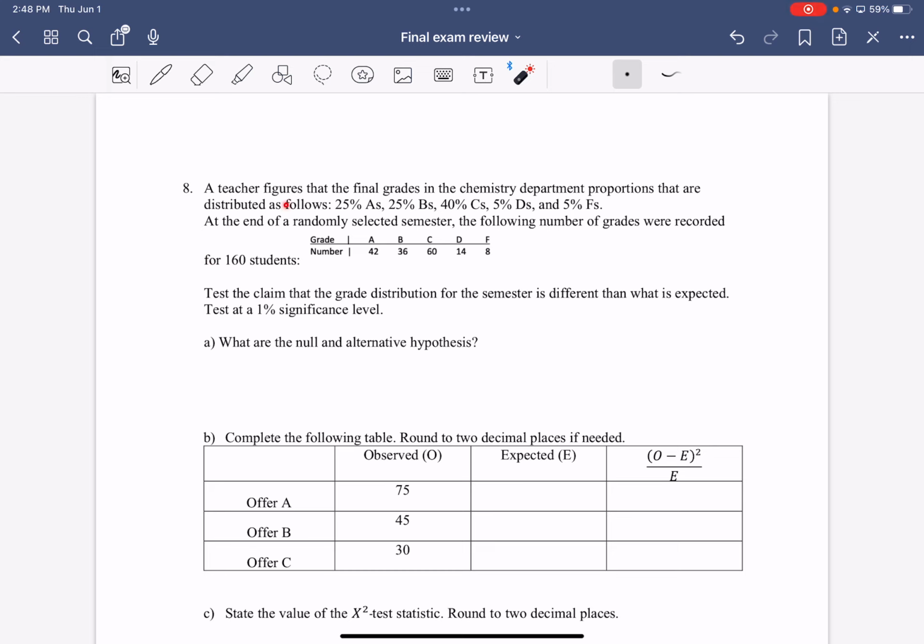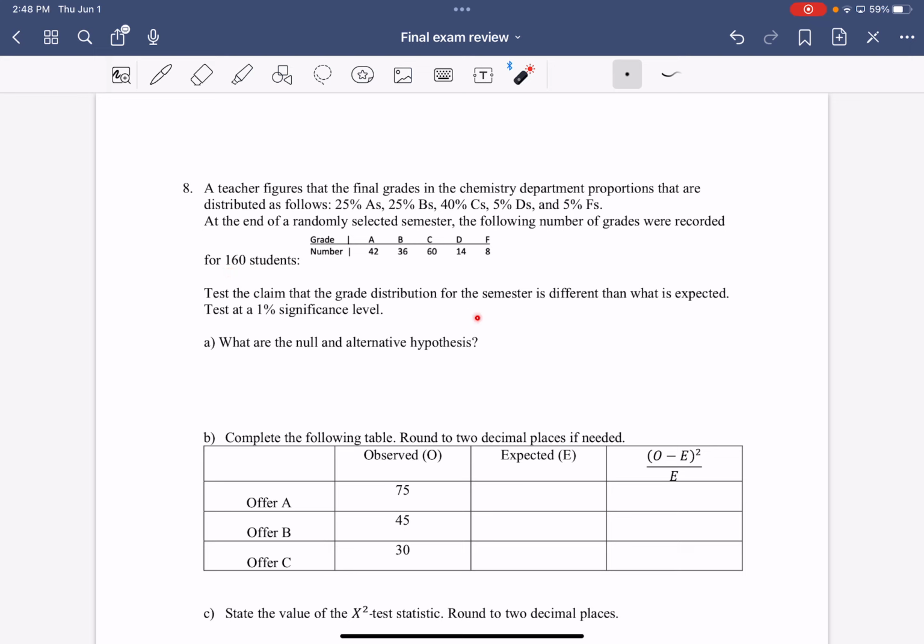Okay. A teacher figures that the final grades in the chemistry department are distributed as follows: 25% A's, 25% B's, 40% C's, 5% D's, and 5% F's. At the end of a randomly selected semester, the following number of grades are recorded for 160 students. 42 got A's, 36 got B's, 60 C's, 14 D's, and 8 F's. If you were to add that up, that adds up to 160.